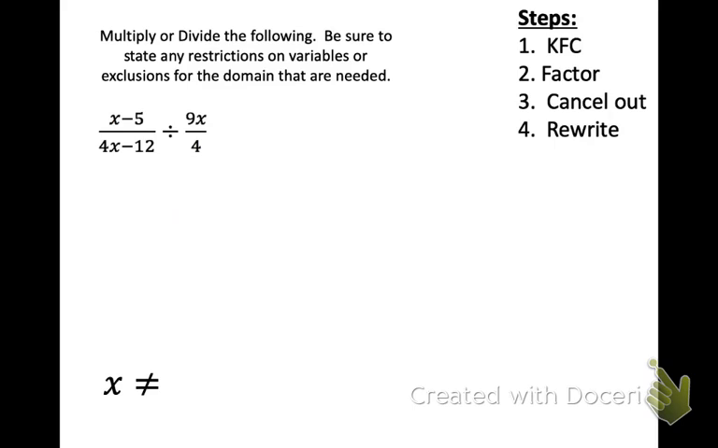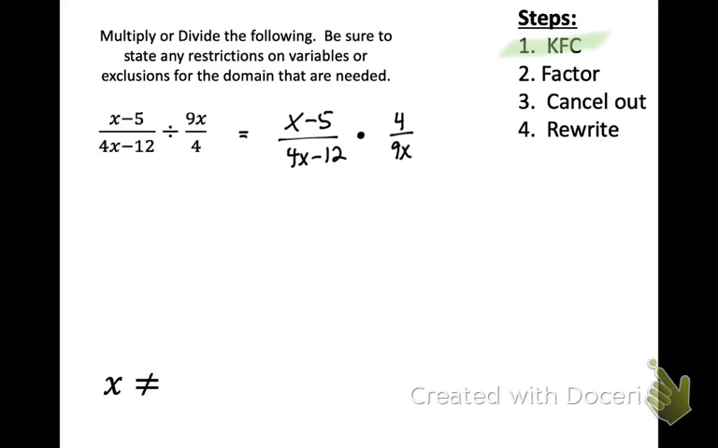Okay, now we're getting into some dividing. So we are going to have to use this first step of KFC. Keep, flip, change. Keep the first fraction the same, so I'm just going to rewrite this first one. Flip the second fraction and change to multiply. Now it's just like all the other problems we've done.